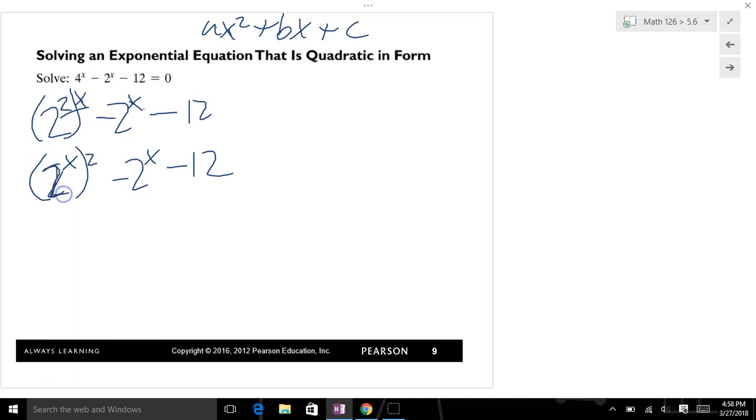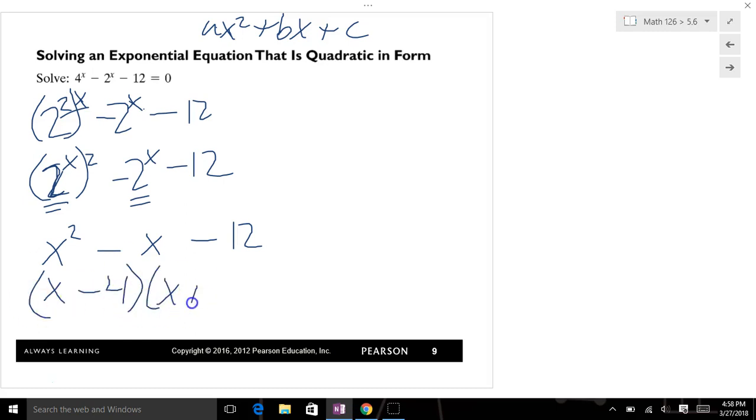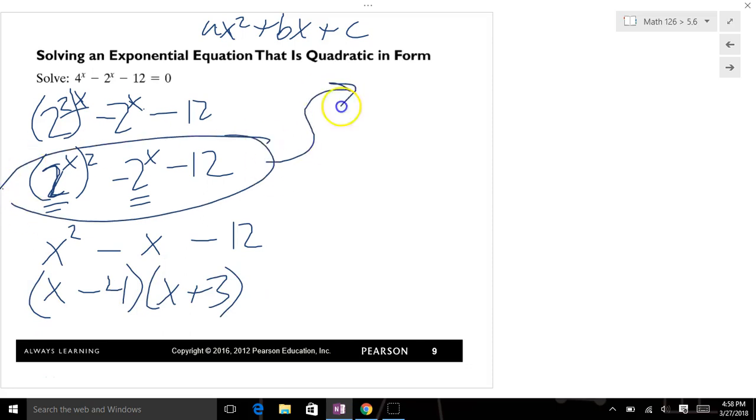So 2 to the x, notice I have a 2 to the x here and I have a 2 to the x here. This is exactly like x squared minus x minus 12, except instead of x, I have 2 to the x. Well, how would you factor x squared minus x minus 12? Wouldn't you factor it as x minus 4, x plus 3? Isn't that how you would factor it? So this will factor, instead of x, we have 2 to the x minus 4 and 2 to the x plus 3.